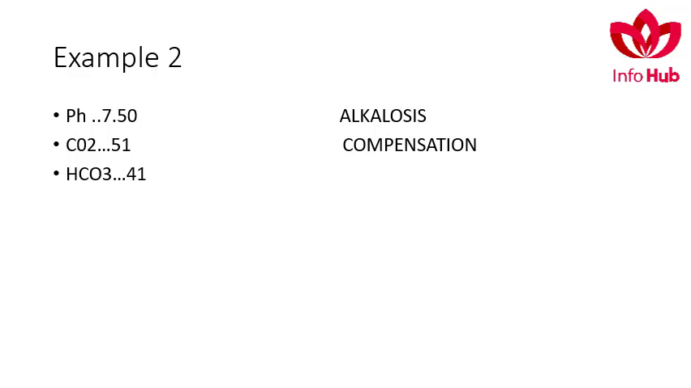And now you need to know whether it's a full compensation or a partial compensation. So again, as I said in the previous slide, the pH should be normal for a full compensation. In this case, it is not normal. So it is a partially compensated metabolic alkalosis.